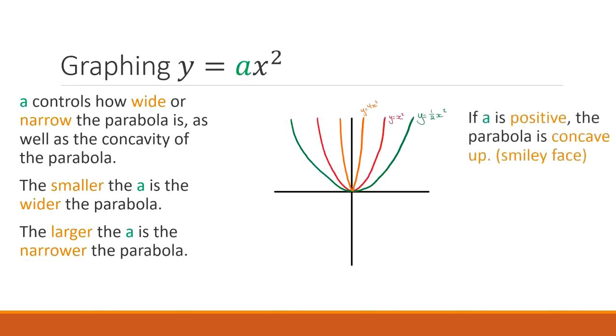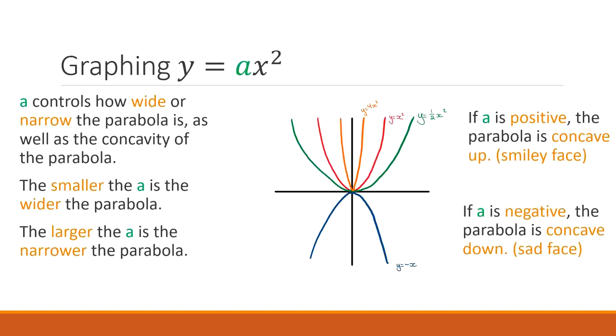The other thing to remember is that in all these examples we've had, a is positive. When a is positive, the parabola is known as being concave up. The way I like to remember this is, if a is positive, you have a smiley face. All these parabolas here look like a smile on your face, right? So when a is positive, you have a smiley face, which is concave up. If a is negative, the parabola is concave down. It's going down, and the way to remember it is, when it's negative, it's a sad face, so it's concave down.